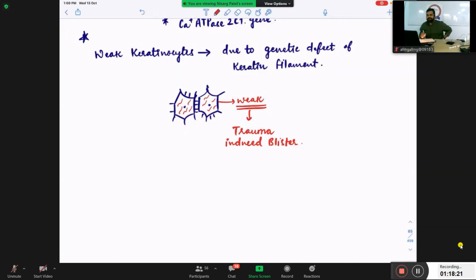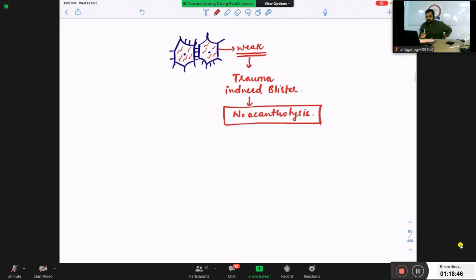So can I say acantholysis here? It is no acantholysis, right? It is a direct rupture of the keratinocyte. So no acantholysis. So how to differentiate? How to differentiate this disease?